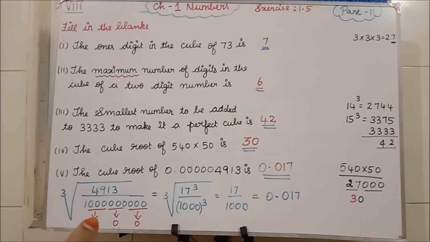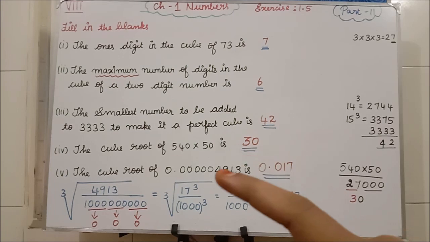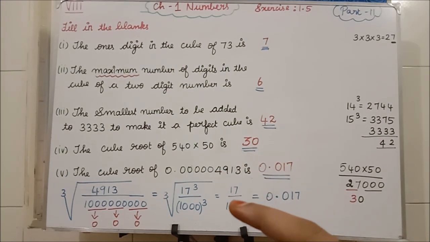As I told you before, 3 0 means from that you have to take 1 0. Here also 3 0, I am taking 1 0. Here also 3 0, I am taking 1 0. So what answer am I getting for this? 1000 cube. Here we are having cube, so everything will get cancelled. Answer we will get is 17 divided by 1000.